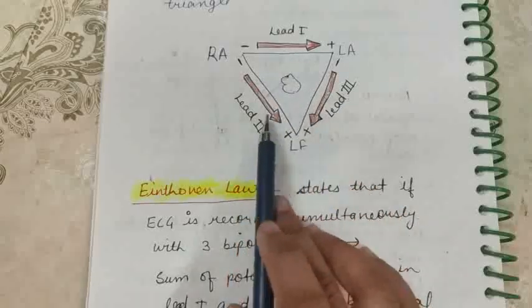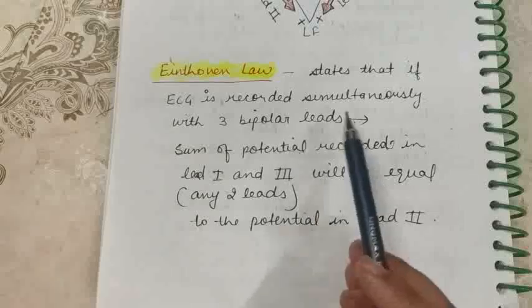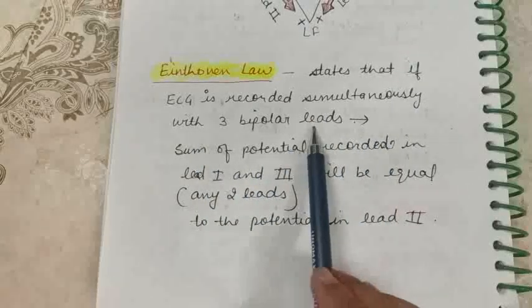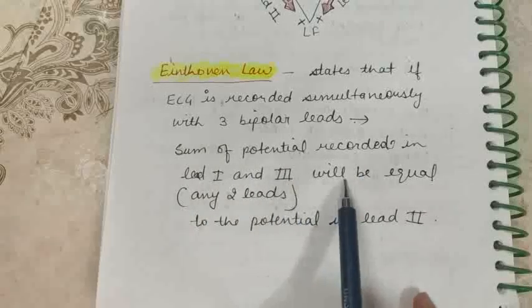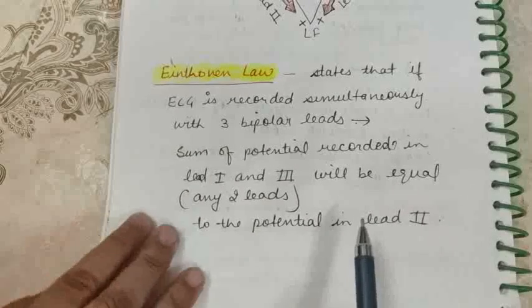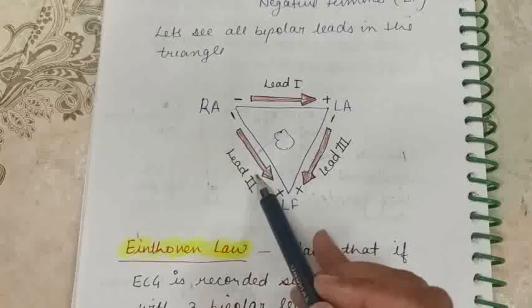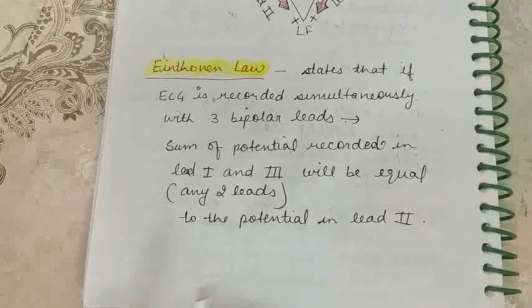Okay, so lead 1, 2 and 3. We'll come to it later. But what he said is ECG is recorded simultaneously with these 3 bipolar leads. The sum of the potential recorded in lead 1 and 3 will be equal to the potential in lead 2. So any lead's potential change is equal to the sum of the other 2. So that was Einthoven's law.